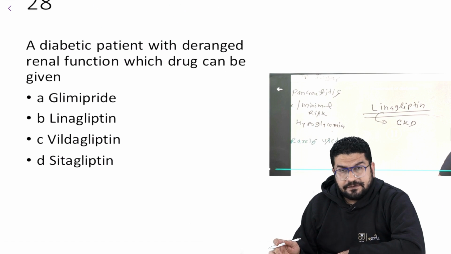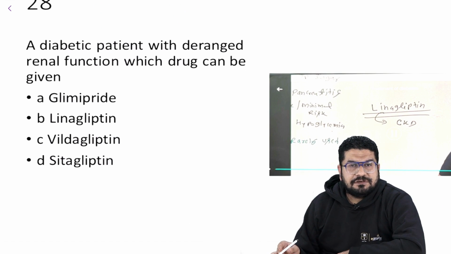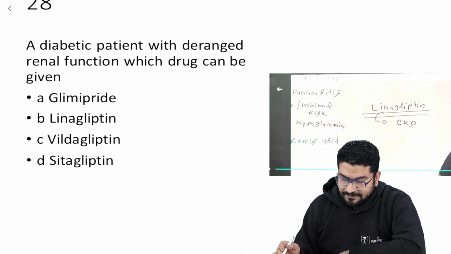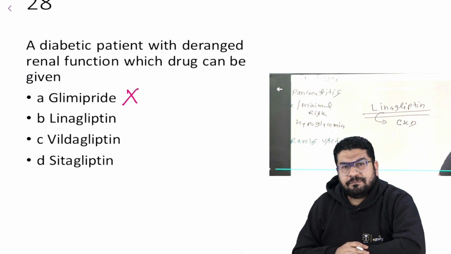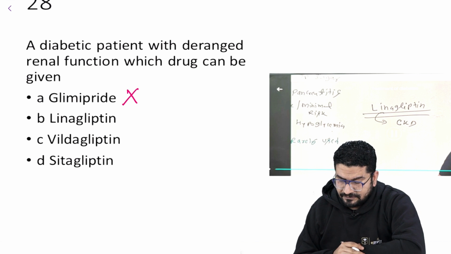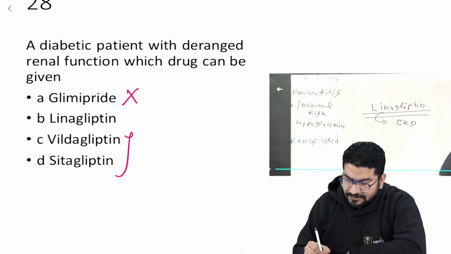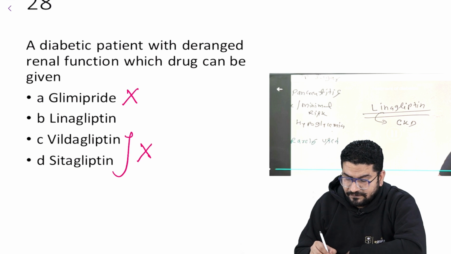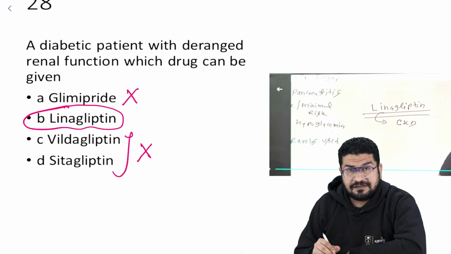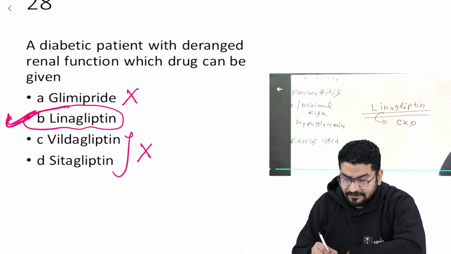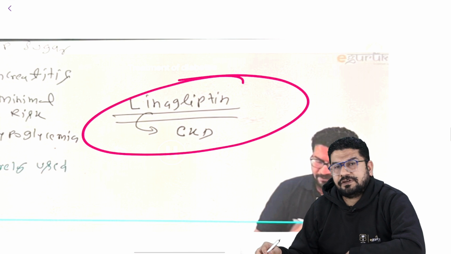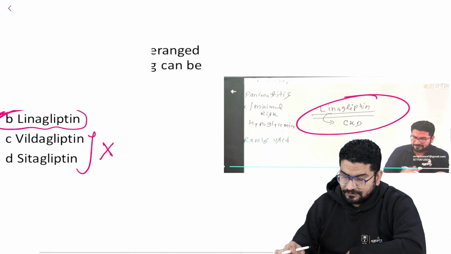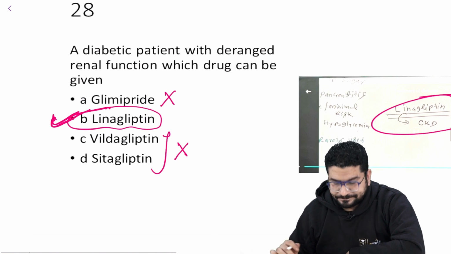A repeat question straight away, like it came from the notes. Diabetic patient with deranged renal function, which drug can be given? Glimepiride is a sulfonylurea. We should stop it in a CKD patient or in deranged renal function. Vildagliptin and sitagliptin, these are two DPP-4 inhibitors which are not safe. Linagliptin does not have renal clearance, so this is the drug which doesn't need renal dose modification. You can see the line here, line to line. This is linagliptin, what we give in a CKD patient. So the answer for this question will be linagliptin.